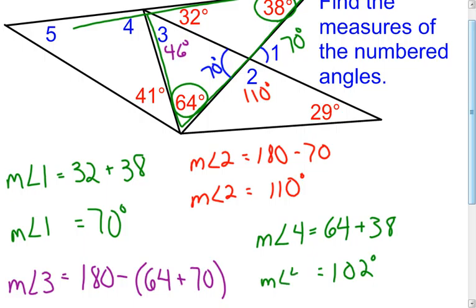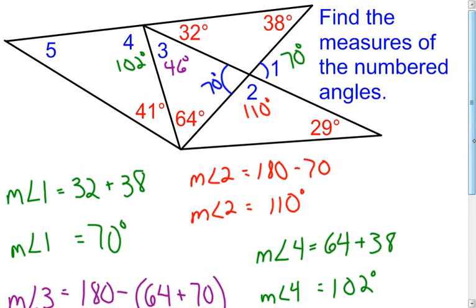I'm going to put that in here. 102 degrees. And all I have left now is the measure of angle 5. Let me get rid of these 2 because I don't need those anymore. And now I'm going to go back and look at one triangle. This triangle right here.